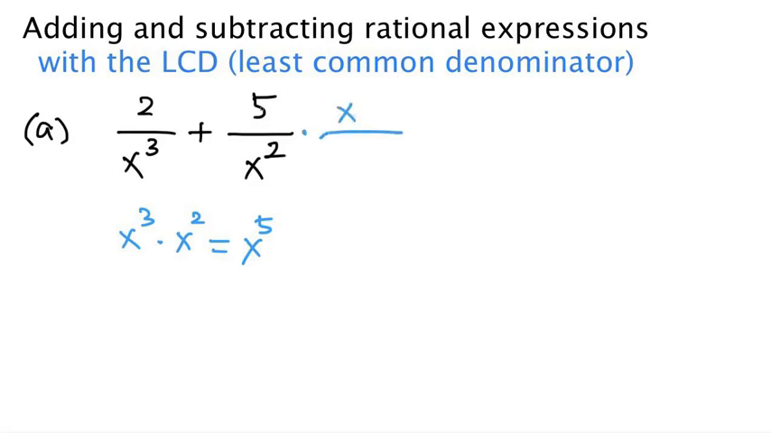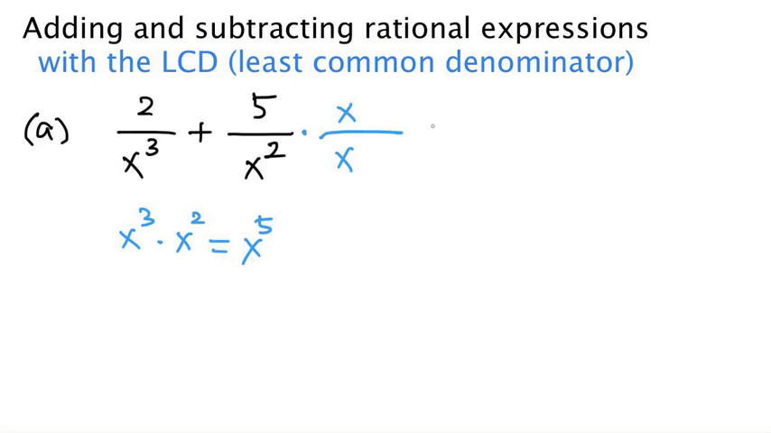We're going to simply multiply the second rational expression by x over x. If you do that, see the denominator is x squared times x. That makes x cubed. Now we have the same denominator, right? And x cubed has power 3, which is less than 5. So in that sense, x cubed is called the least common denominator.